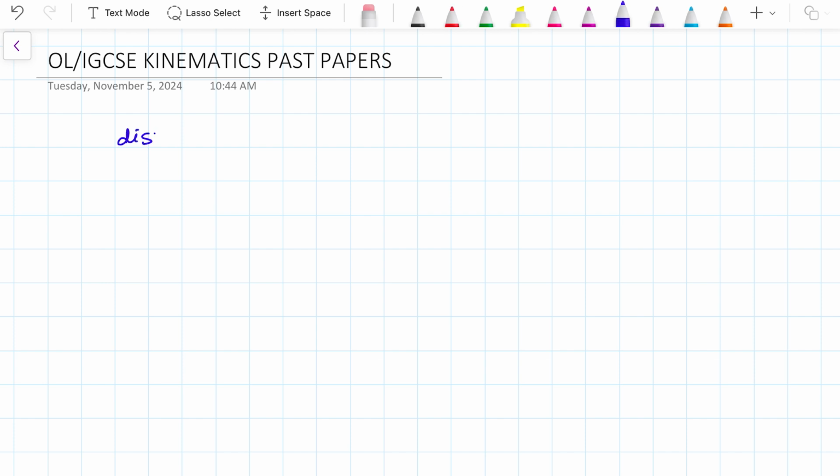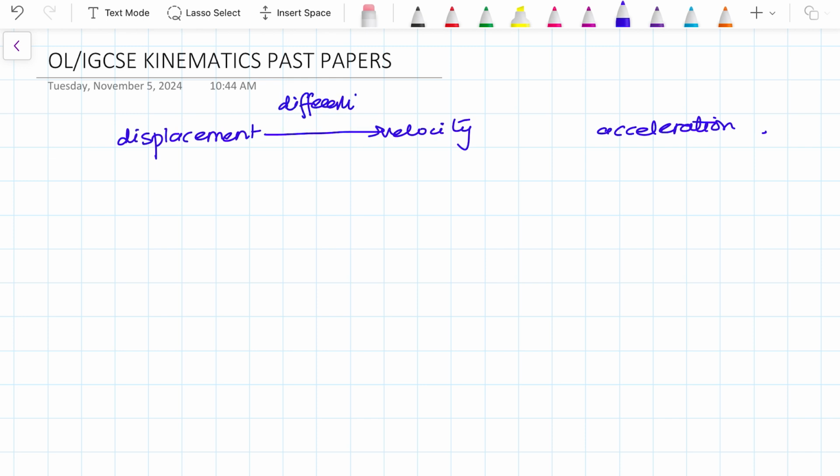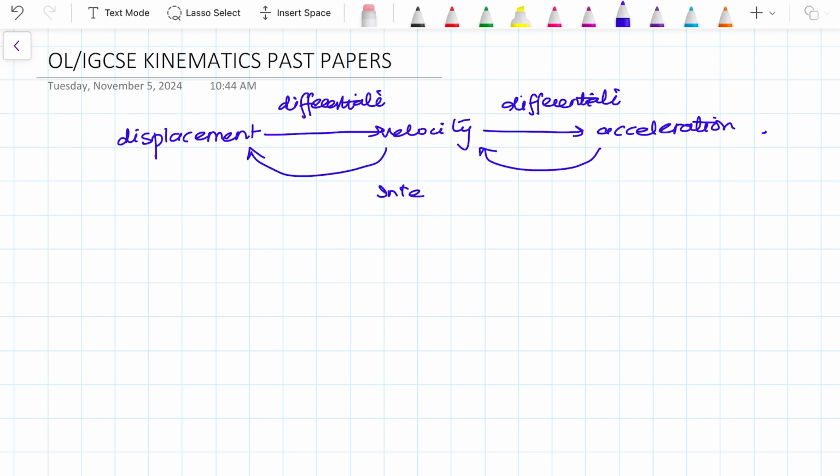Alright, we have displacement, we have velocity, and we have acceleration, and these are all vector quantities. That means they are all with a direction. When you differentiate displacement, you get velocity. When you differentiate velocity, you get acceleration, and the vice versa process is called integration. And every time you integrate, you add a plus c to it. Remember, displacement and distance are two different things. Velocity and speed are also two different things.